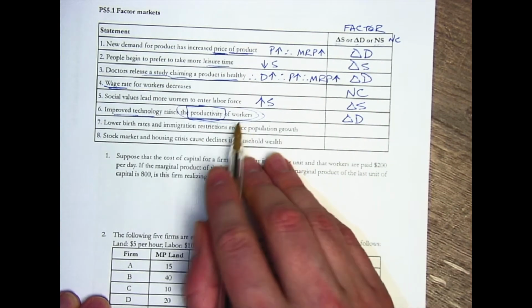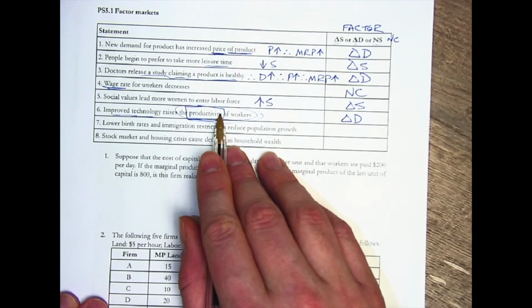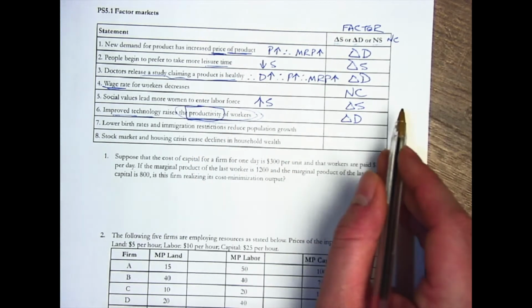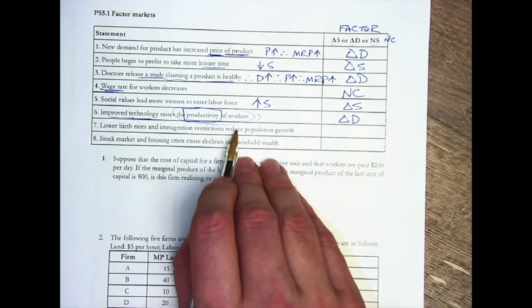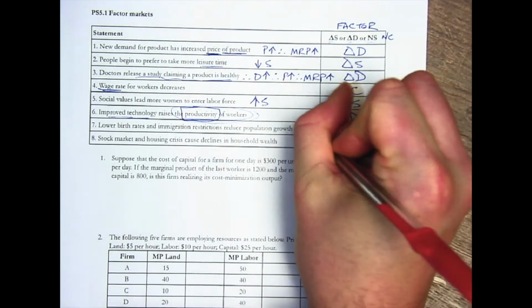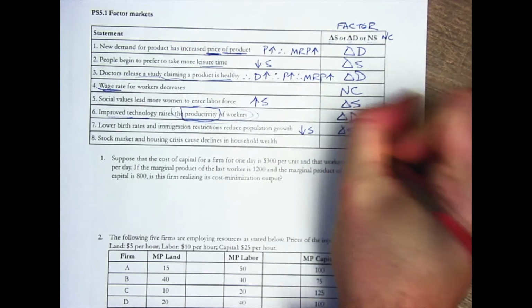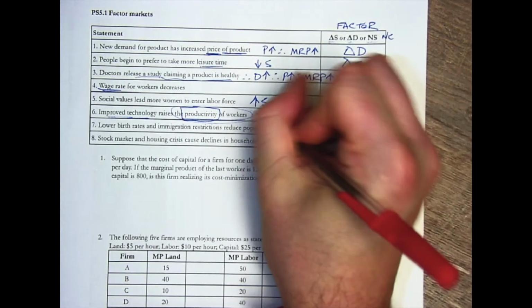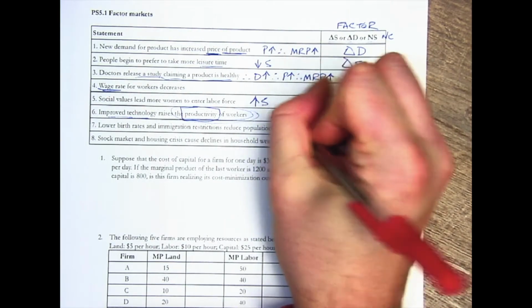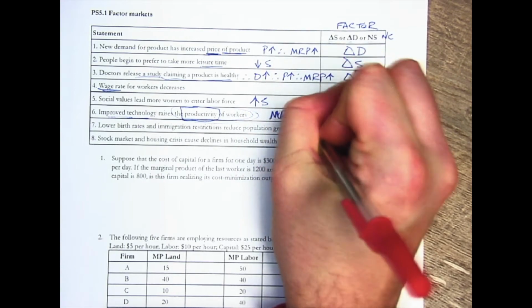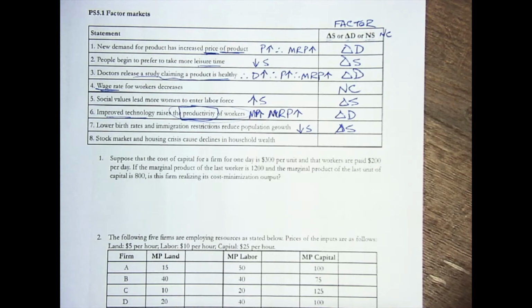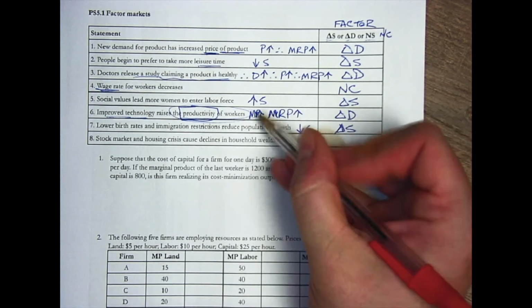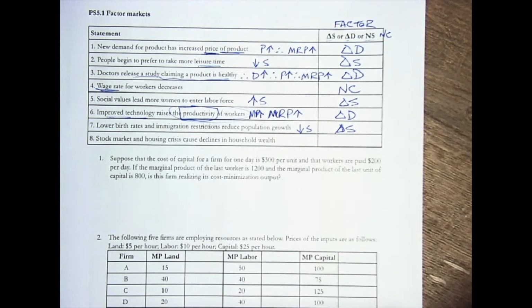So if there were increased productivity of the machines, if the machines were more productive, that would increase the demand for the machines. Lower birth rates and immigration restrictions reduce population growth. That decreases the supply, so that's a change in supply. And for what it's worth, with this one, MRP rises, and it's because the MP rose. Sorry if you can't read my chicken scratch, but marginal product going up, therefore MRP goes up.